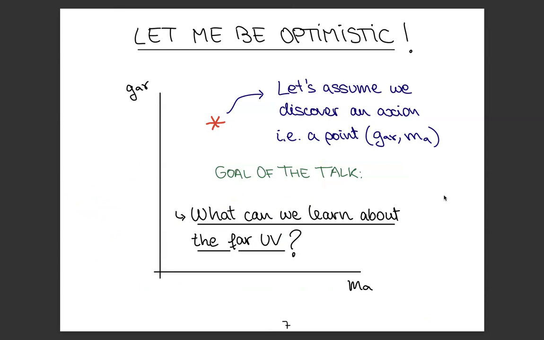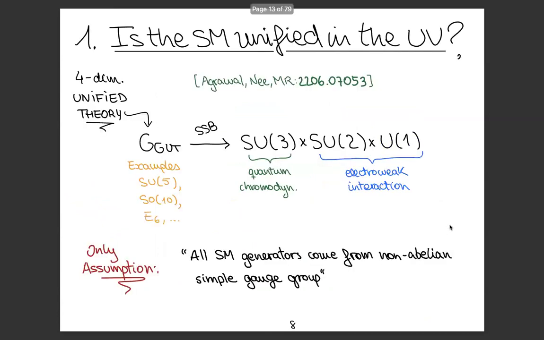So, as I said, let me be very optimistic. So we find an axion coupled to photons. We find a point in this parameter space. And the goal of the talk is to answer this question. What can we learn about the UV of the standard model? So the first thing we can ask is this question, is the standard model unified in the UV?